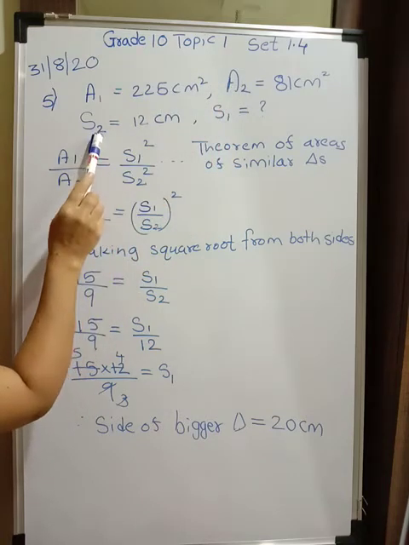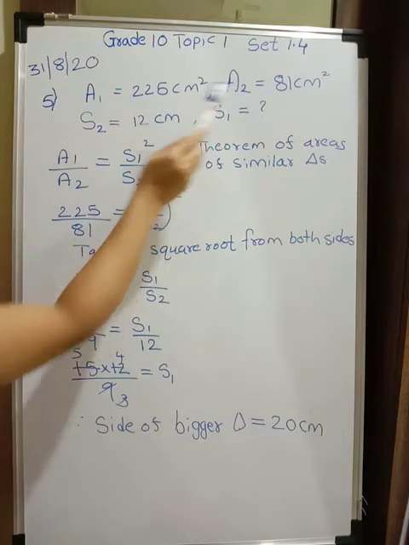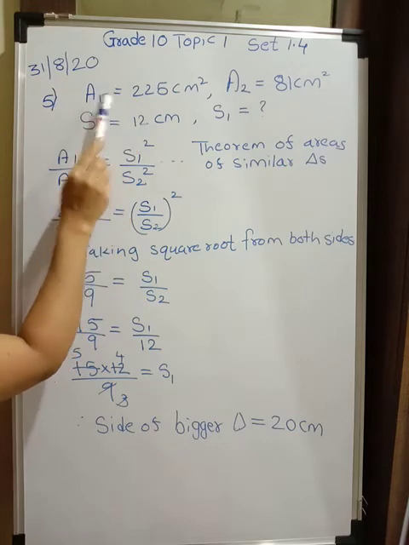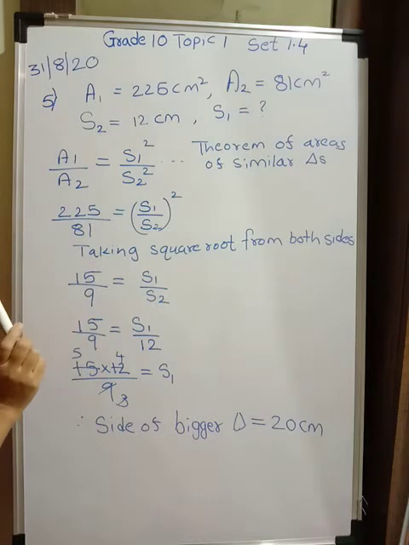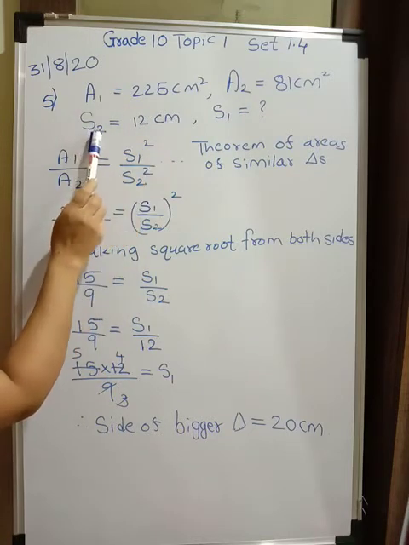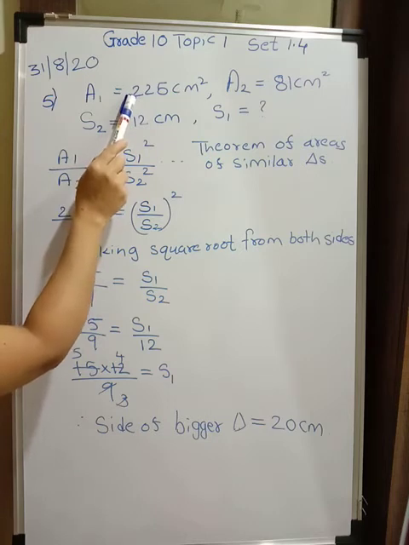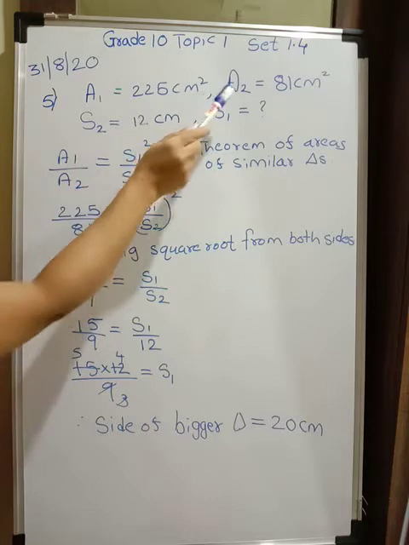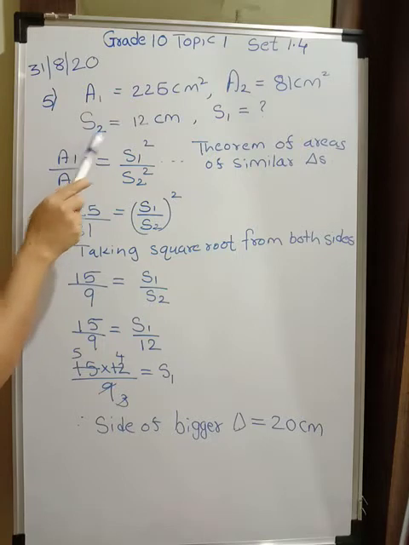And which side is given? Side of smaller triangle is given. So I am writing, if A2 over here, I have to write side of second triangle is 12 centimeter. And S1, that is side of greater triangle or larger triangle, we have to find out. So this point is very crucial. You should be knowing which, because they have mentioned the area of first triangle first and they have given side of second triangle. So you should just tally the numbers and decide what is 12. It is side of second triangle, which is the smaller one.